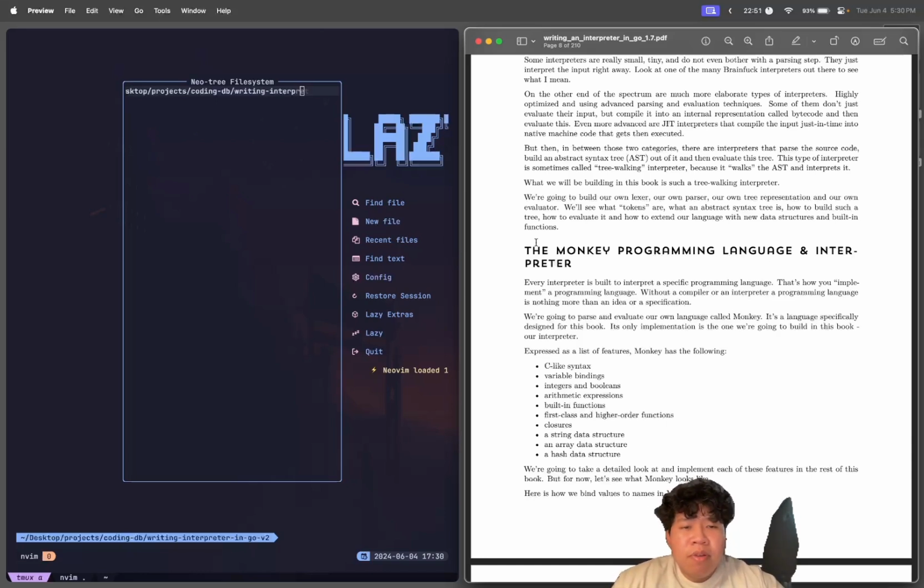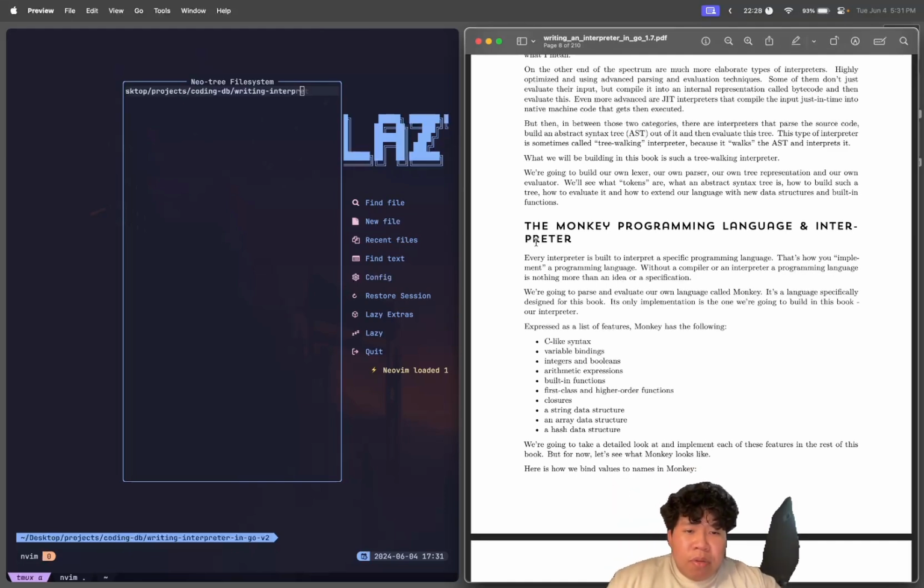We are going to build our own lexer, our own parser, our own tree representation, and our own evaluator. We'll see what tokens are, what an abstract syntax tree is, how to build such a tree, how to evaluate it, and how to extend our language with new data structures and built-in functions.